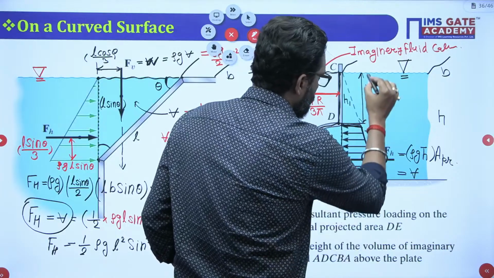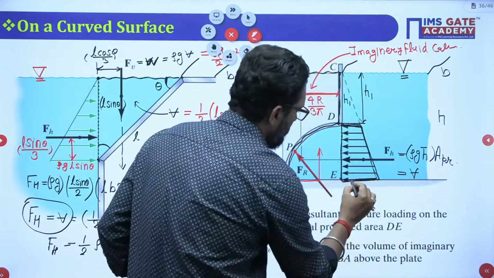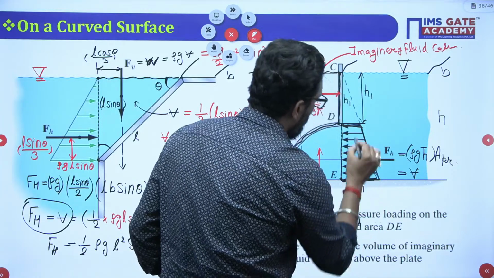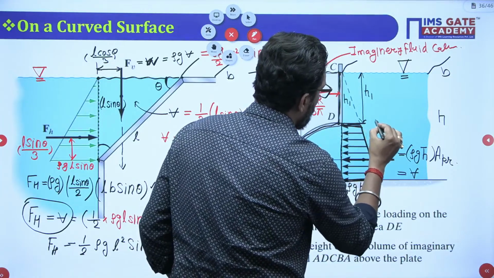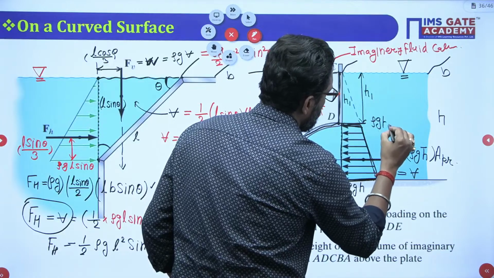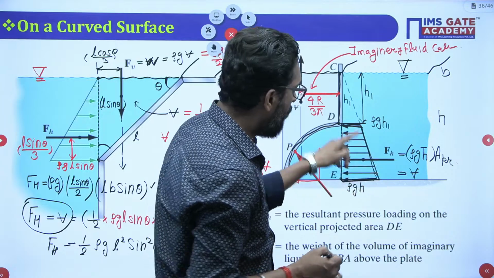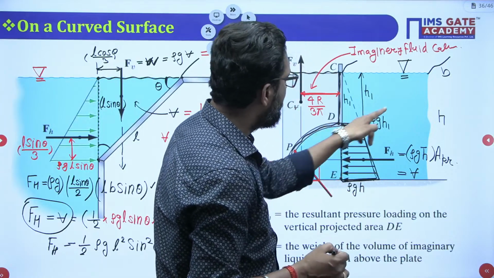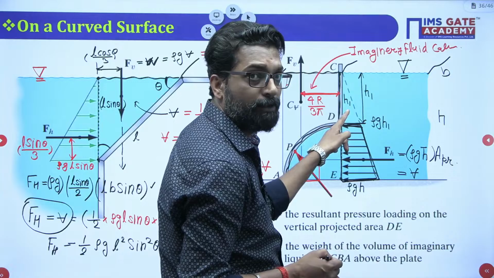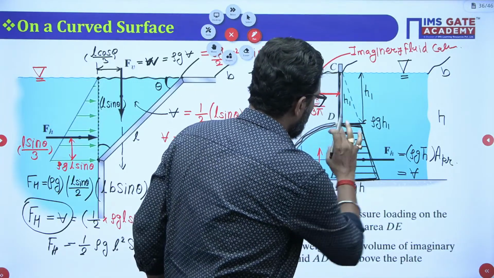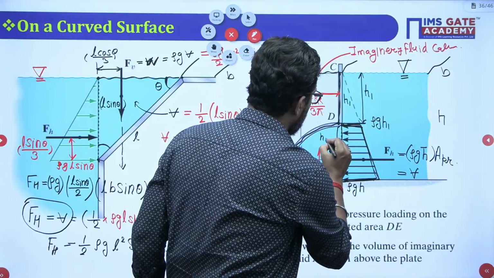Now if this total height is h, what is the pressure here? Rho g h. What is the pressure here? Rho g h1. So you have this pressure and this pressure. Now what is the difference between these lengths? H minus h1. So this gap is h minus h1.